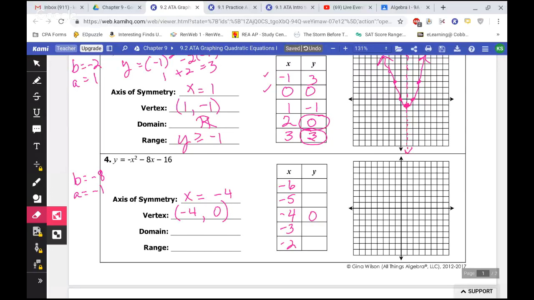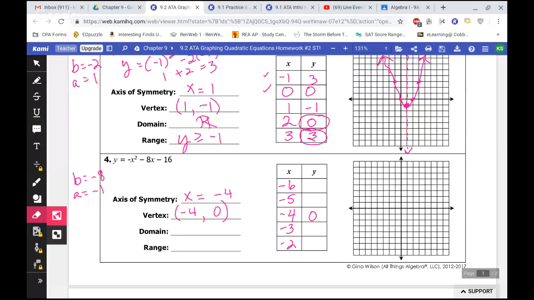To find our y coordinates, you've got to pick 2 of these numbers. Does everybody understand why I'm picking 2, either before or after the vertex? Does everybody understand why I'm doing that? Yes. Nope. Okay. All right. Kennedy, you do understand. Grayson, you do not. Is that correct? Yes, ma'am. Okay. All right.